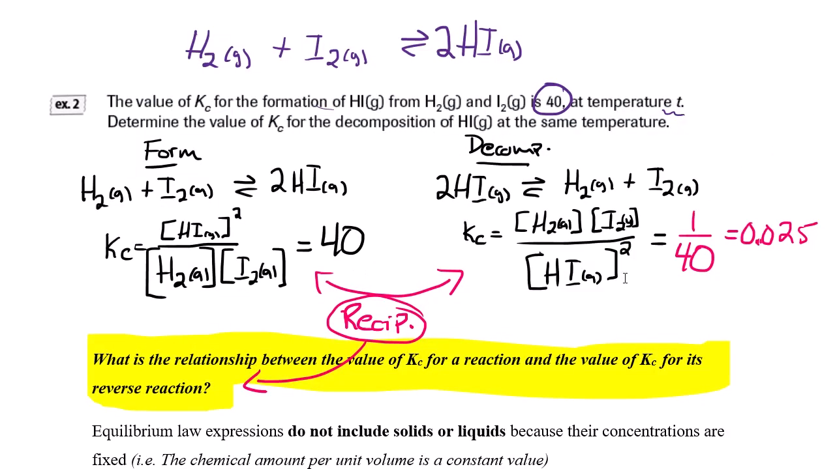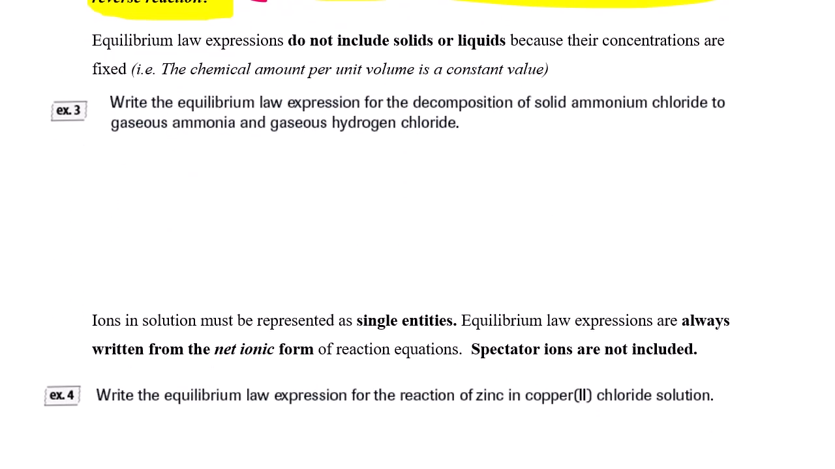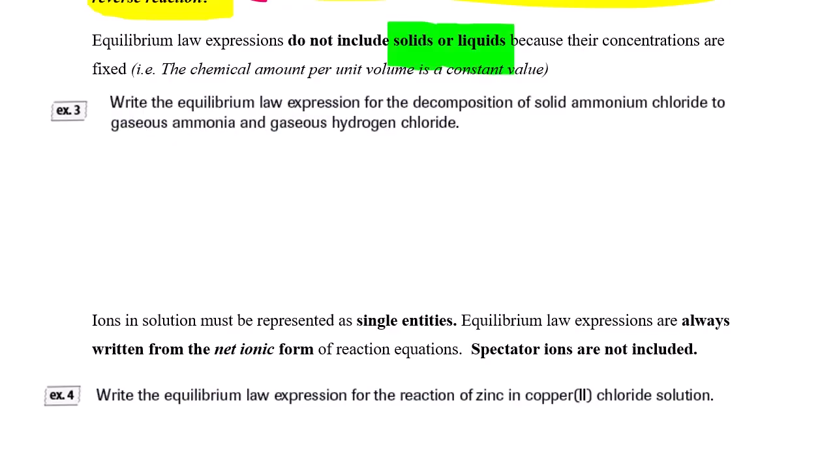Now, a couple of things here that we have to point out. Equilibrium law expressions do not include solids or liquids, and that's because their concentrations don't vary. If I have a solid chunk of copper and as the copper is consumed, the concentration doesn't change, but the mass of the solid chunk of copper changes. So the concentration isn't useful and it doesn't help me mathematically. So what I do is I just omit any solids or liquids when I'm writing a Kc expression.